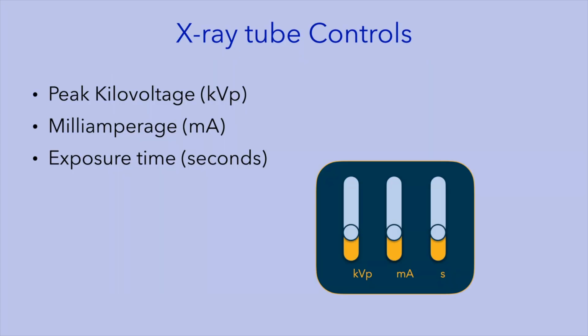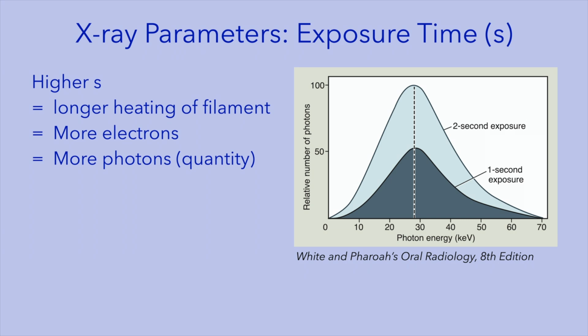Next, let's look at modulating X-ray production. There are three principal controls for an X-ray tube: the peak kilovoltage, the milliamperage, and the exposure time. Let's start with the exposure time. The longer the exposure time, the longer the filament is heated, and it produces more electrons and thus more photons. When you double the exposure time, you double the number of photons that are produced.